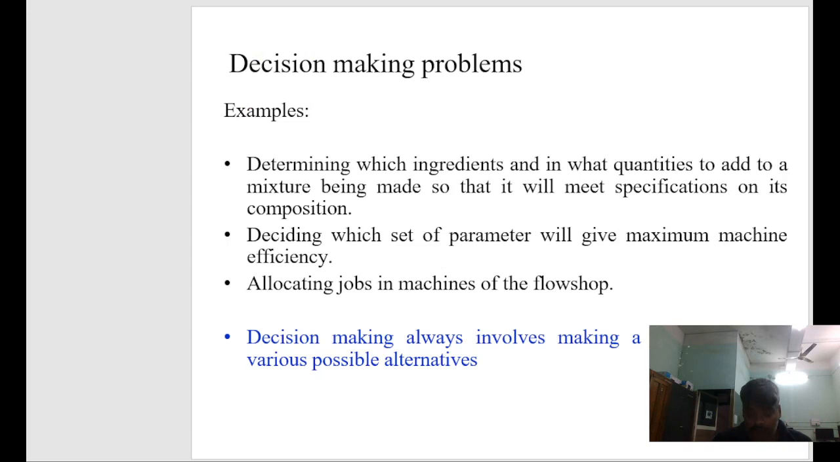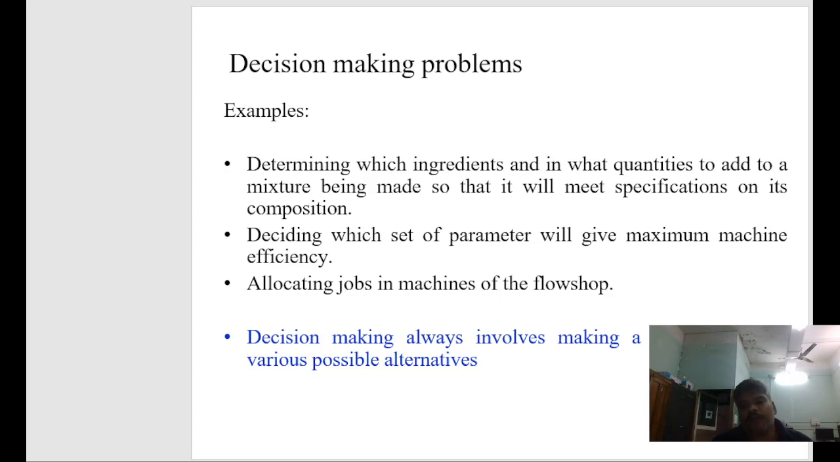Decision making problem. What is decision making? There are examples. Suppose you have to determine which ingredient and in what quantity to add to a mixture being made so that it will meet a specification on its composition. Suppose you are making a dish: for having delicious food, you decide the amount of ingredients and in what quantity to add to the mixture so that it will meet the specification on its composition.